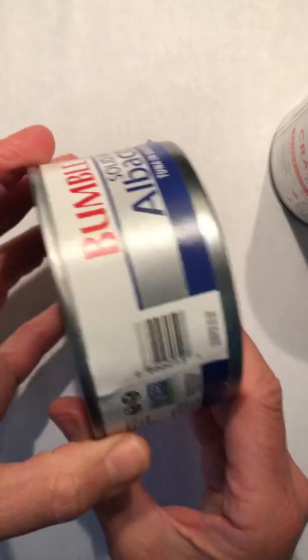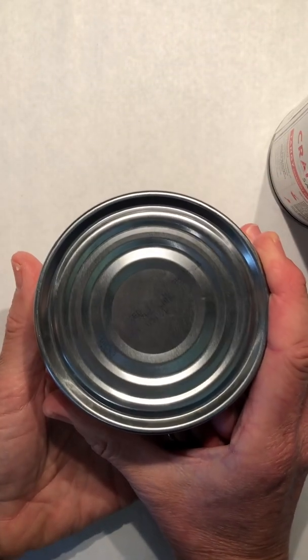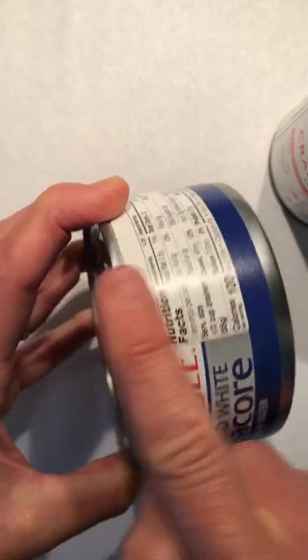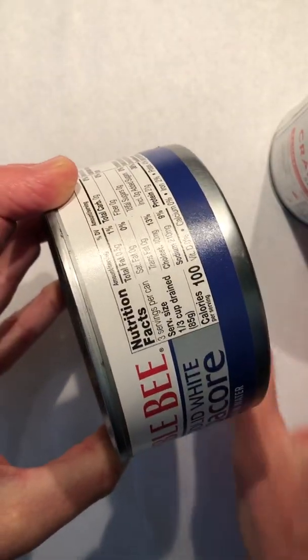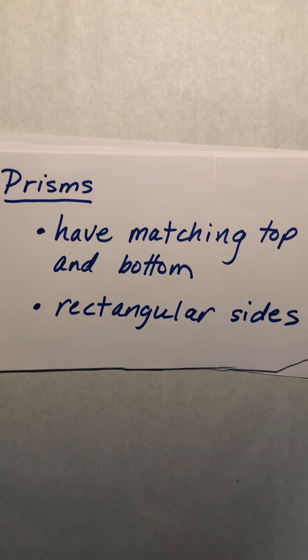Here's another one. My nice can of tuna. So it has a circular base, another circular base that just so happens to be parallel to it, and rounded sides that go straight up and down between the two bases. So there's some cylinders. We also have something called prisms. And prisms, just like cylinders, have matching tops and bottoms, but they have rectangular sides.